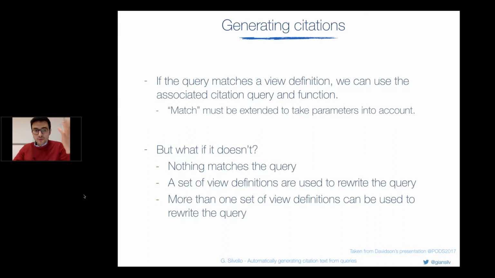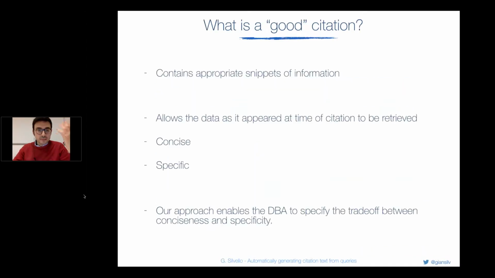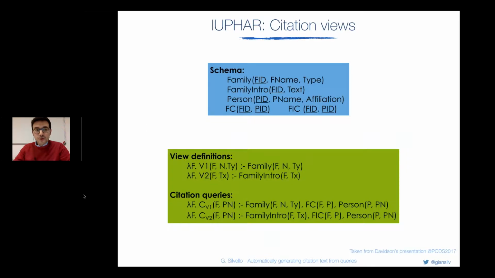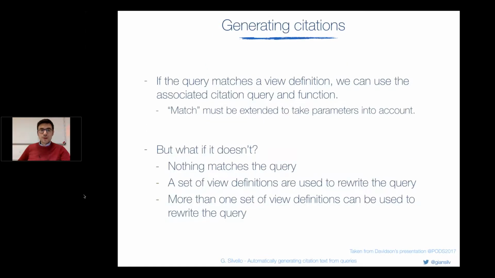So what we can do is basically to use these views to answer a general query. And to do this, we have to find a match between the view and the query. But we may have an exact match, so we have exactly the view answering the query. And that's it. Then we just use the citation query and we have our citation, like in the case of the RDF, right?